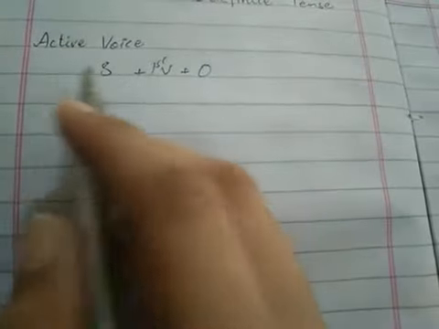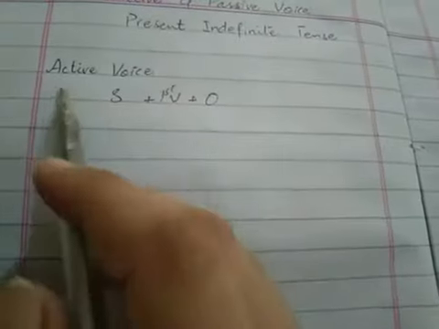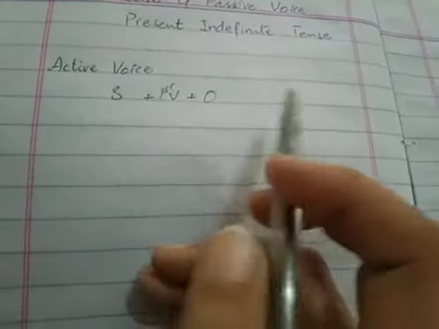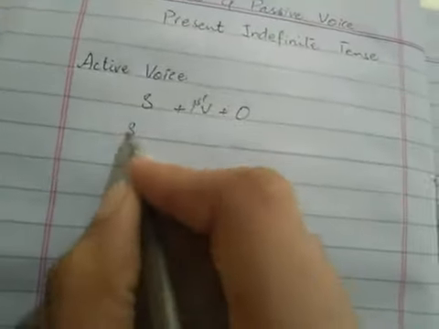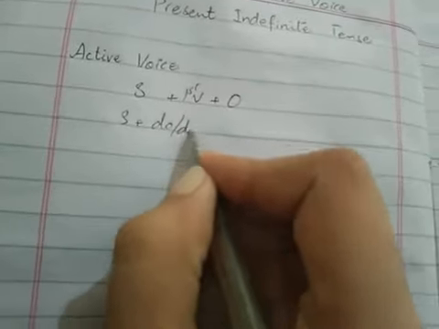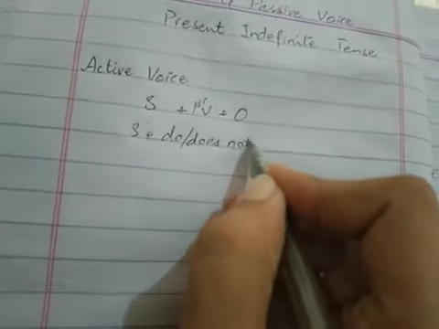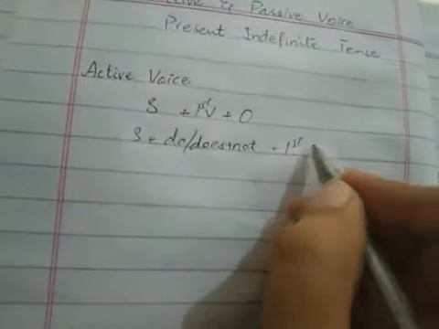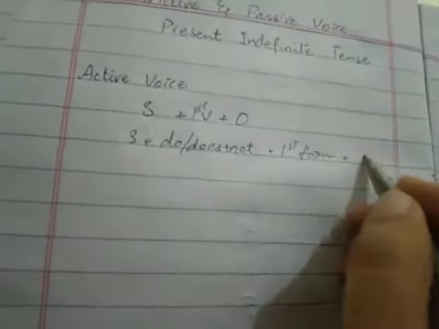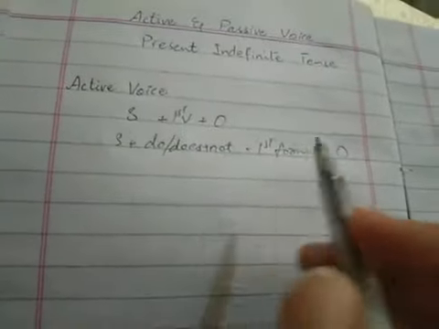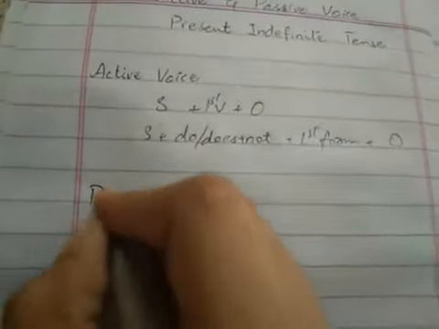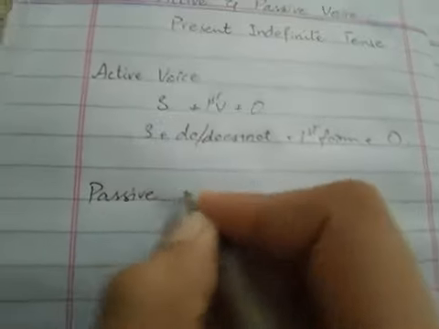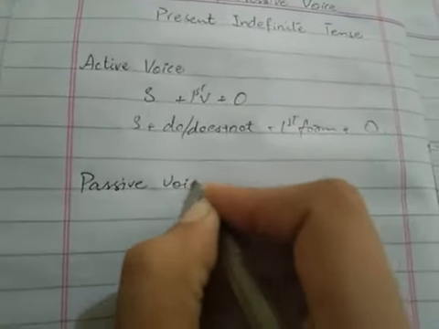In active voice we know the rule to make a present indefinite sentence: subject plus first form of verb plus object. In a negative sentence we write subject plus do or does not plus first form and object, and in an interrogative sentence we write do or does at the start. But now, what is the rule to make a sentence in the passive voice?